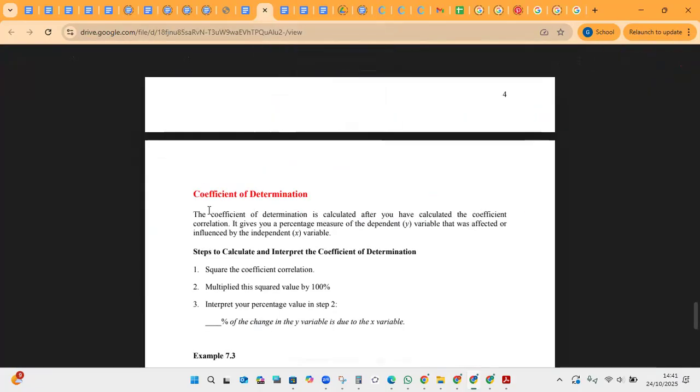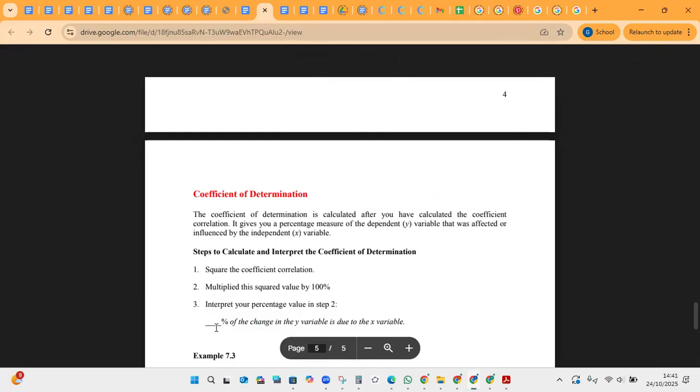It talks about coefficient of determination. The coefficient of determination is calculated after you have calculated the correlation coefficient. It gives you a percentage measure of the dependent Y variable that was affected or influenced by the independent variable X. Here are the steps: you must calculate the correlation coefficient first, square that value, then multiply the squared value by 100%, and interpret the percentage value you have gotten in step 2.